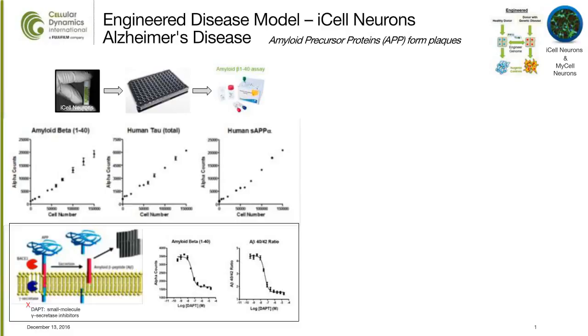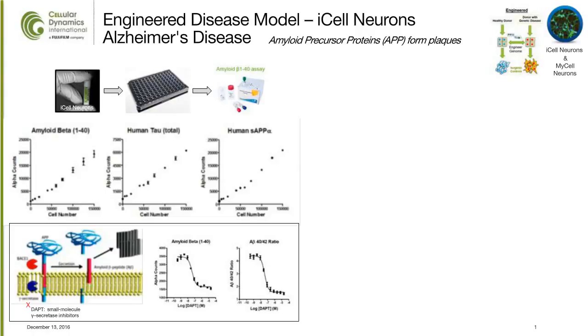Once you have those in hand, you can plate them and then use regular assay kits to assess the amount of different protein levels. In this case, we're looking at amyloid beta, human tau, or human soluble APP alpha. And we can see over increasing numbers of cells in the culture conditions, we have increasing amounts of the protein.